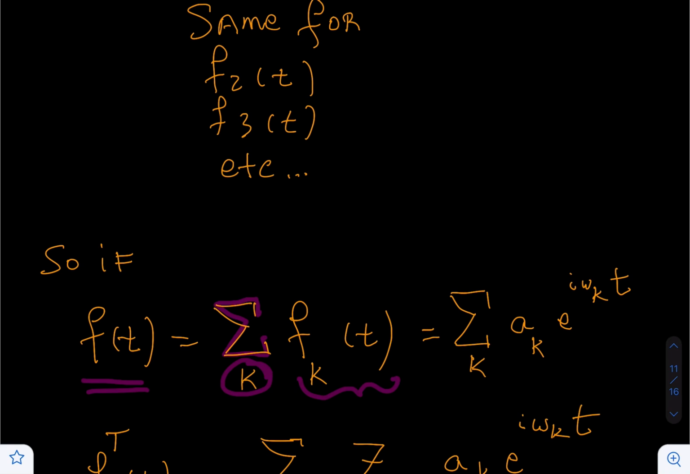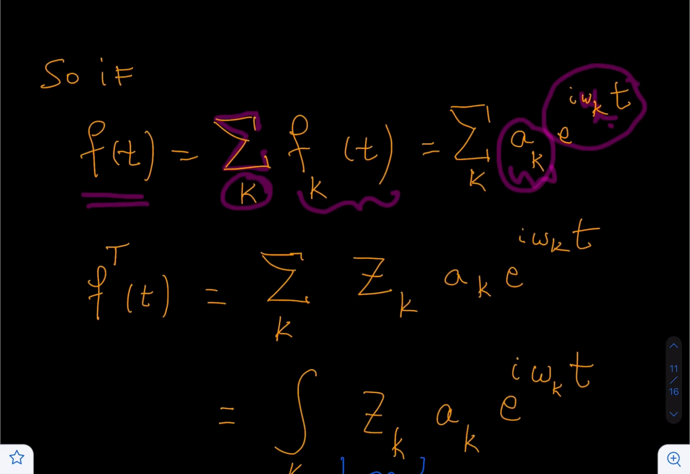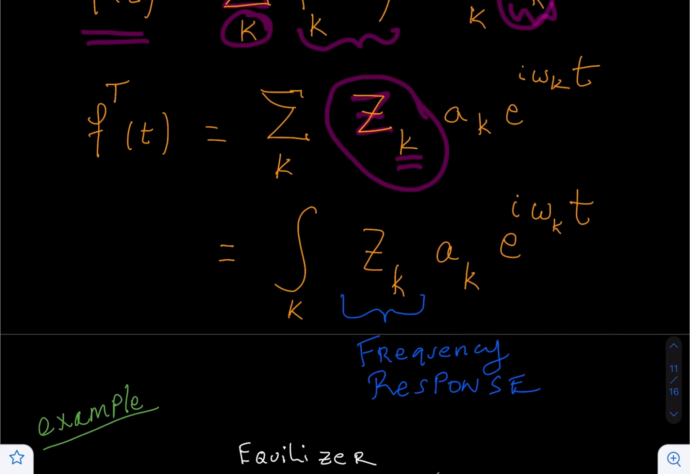So this A_k here is the amount of how much, and this is your tone at frequency omega_k, and this is the amplitude of that tone, and you just add them up, right? And how does that transform? Well, that transforms into the sum of these phasors. So for each frequency, there's a certain frequency response. Each frequency gets multiplied by a certain amplitude, or scales up a certain way or scales down, and we refer to this right here as a frequency response.